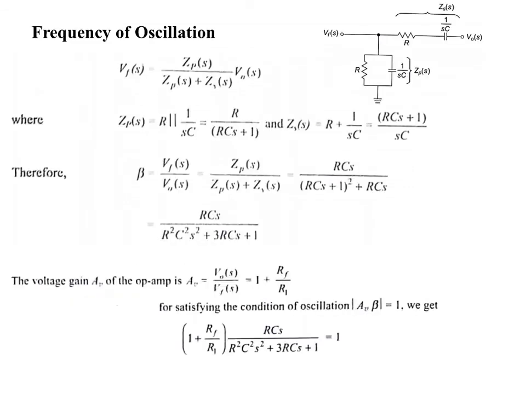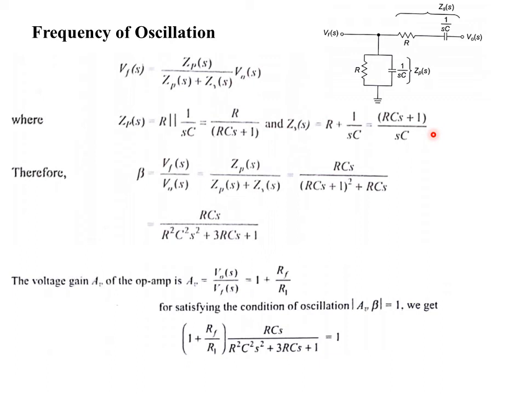So here, to determine the frequency of oscillation, it is very obvious that VF of S is nothing but the voltage across this parallel RC, where the resistance is R and the capacitance impedance is 1 by SC. So the net impedance is ZP of S. VF of S can be written as ZP of S divided by ZP of S plus ZS of S, into the total applied voltage V0 of S, where ZP is nothing but the parallel combination of these two. So R parallel with 1 by SC, which can be simplified like this. Similarly, ZS of S is the series combination of R and 1 by SC, which can be further simplified like this.